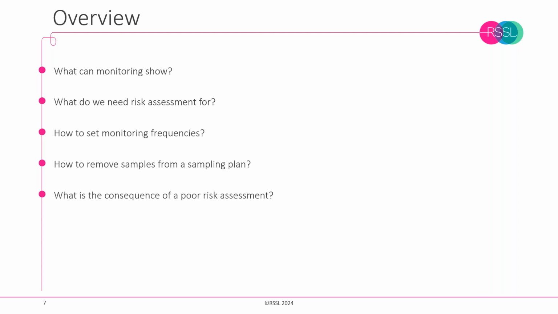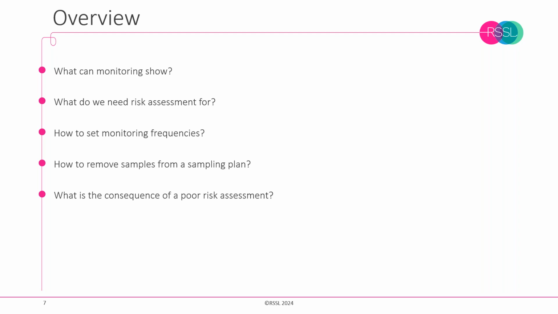And then the second thing we're going to be looking at is, if we want to remove samples, is there a way that we could systematically remove samples, again using risk-based thinking, to be able to justify to a regulator that we've taken the right sample out and we haven't just done that arbitrarily?